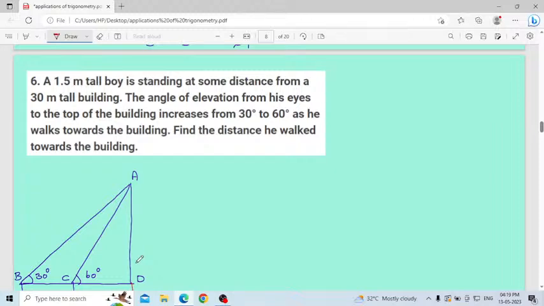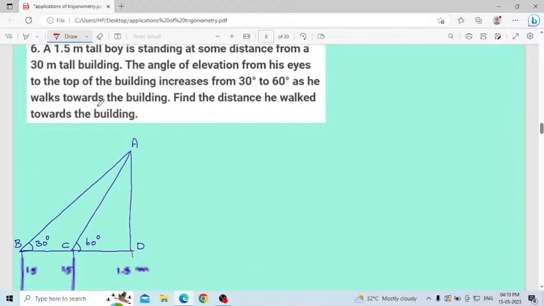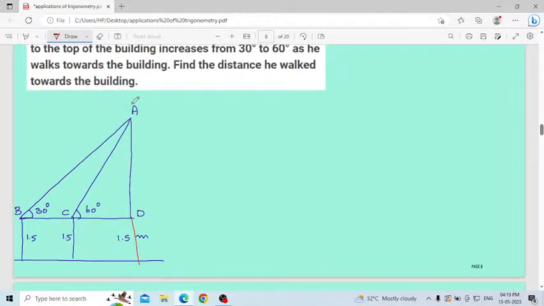A 1.5 meter tall boy is standing at some distance from a 30 meter tall building. Here the height of the building is given, how much? 30 meter. This is the building. From the ground it is 30 meter, the height of the building. I will write straightly, 1 minute.